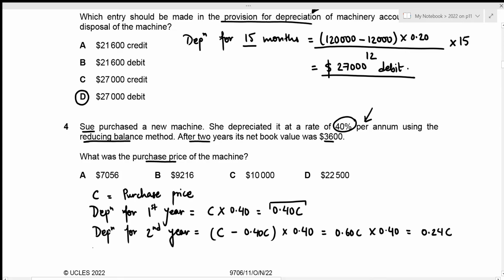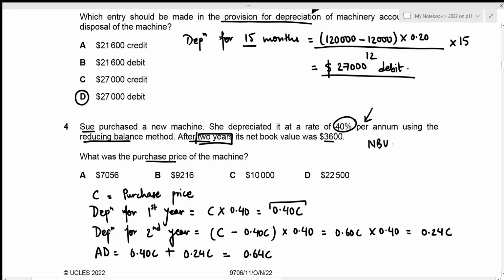Okay, let's figure out the accumulated depreciation because we're given the net book value after 2 years. Okay, so the accumulated depreciation is just the depreciation for first year, which is 0.40C, plus the depreciation for second year, which is 0.24C. And this gives the total accumulated depreciation of 0.64C.